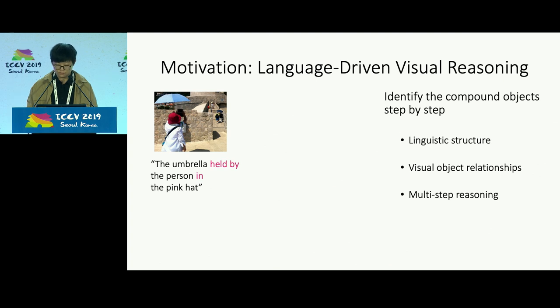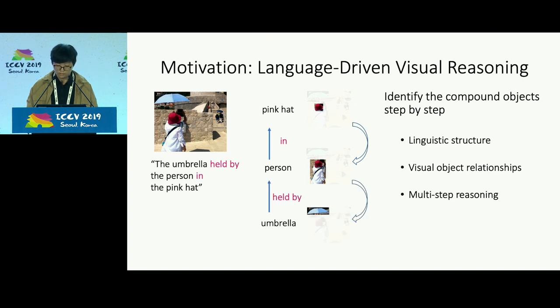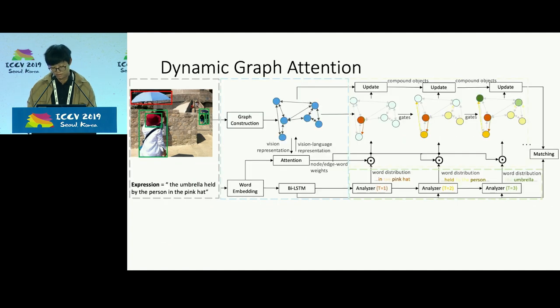under the guidance. For example, the grounding of the referring expression, "the suitcase held by the person in the pink hat," requires three-step reasoning. First, locating the pink hat in the image under the guidance of the phrase "the pink hat." Next, identifying the person who is in the pink hat, and finally, locating the suitcase, which is held by that person. Based on the core idea of language-driven visual reasoning, we propose the dynamic graph attention network.